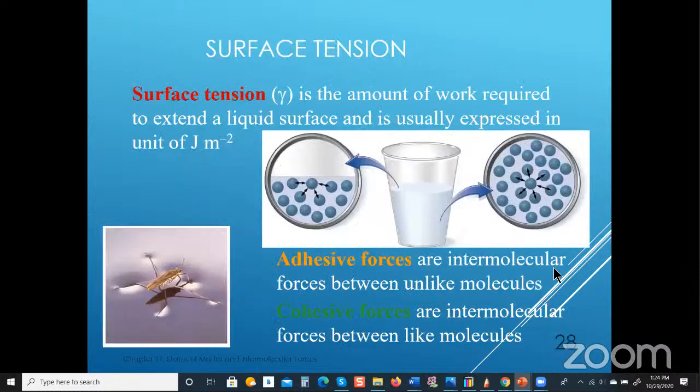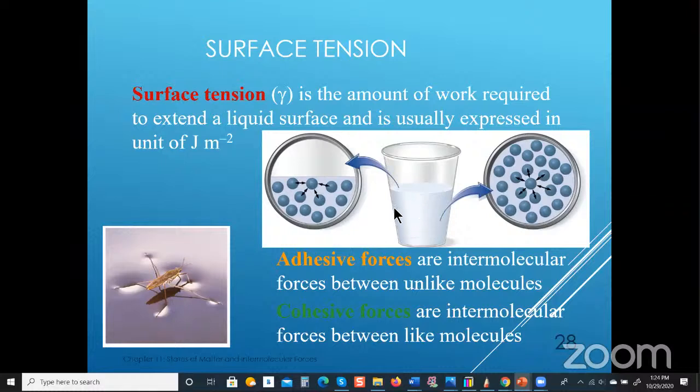Okay, another consequence of hydrogen bonding, especially when it comes to water, is this phenomenon known as surface tension. Surface tension is defined as the amount of work required to extend a liquid surface and is usually expressed in joules per meter squared, right? And we can understand surface tension if you look at things at a microscopic level, as shown in this diagram here.